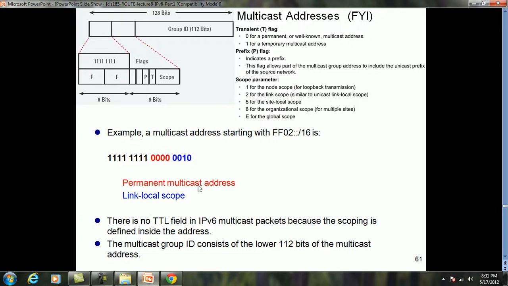So a permanent multicast address will be FF0 and the link local scope. Can you see here? 0010 in binary is 2. 2 is what? For link local scope, correct? There is no TTL field in an IPv6 multicast packet, because the scoping is defined inside the address. And the multicast group ID consists of the lower 112 bits of the multicast address.